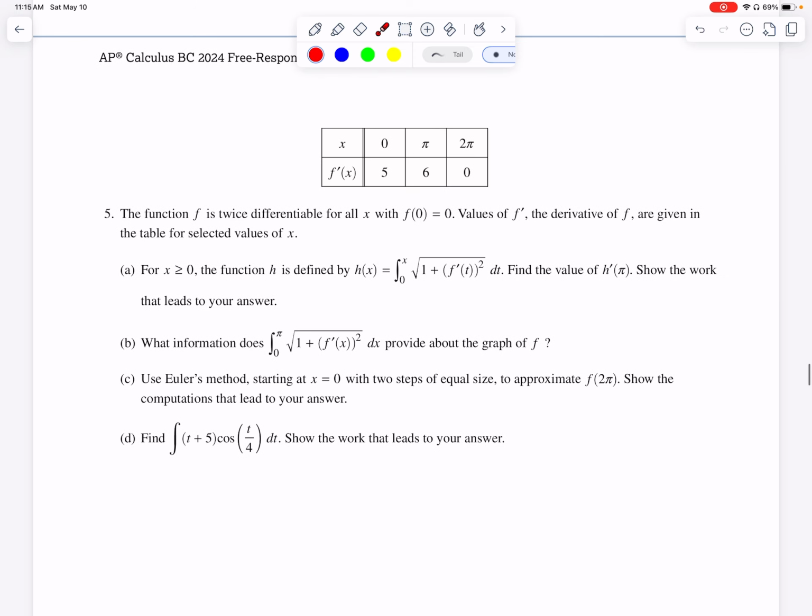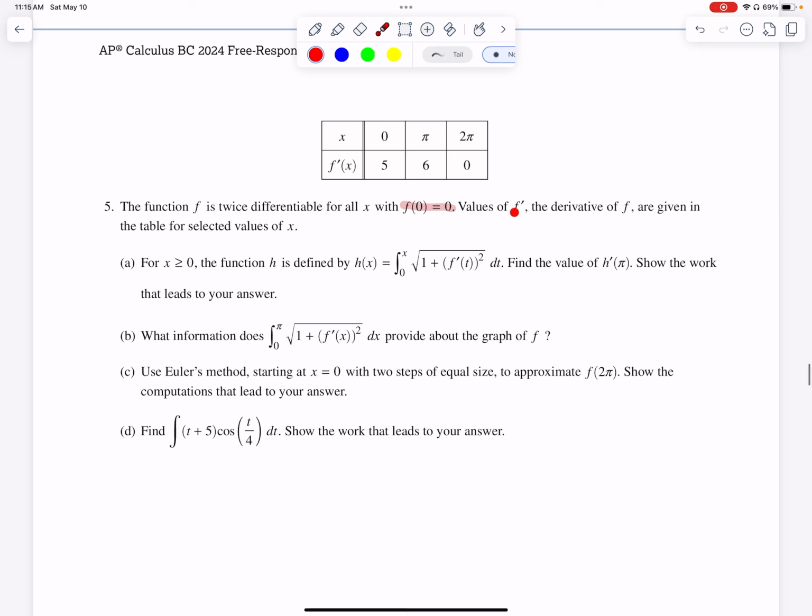You'll see that when we take a look at the question. The function f is twice differentiable for all x, and it gives us some initial condition here. f of 0 is equal to 0, probably going to be important. Values of f prime, the derivative of f, are given in the table for selected values of x.